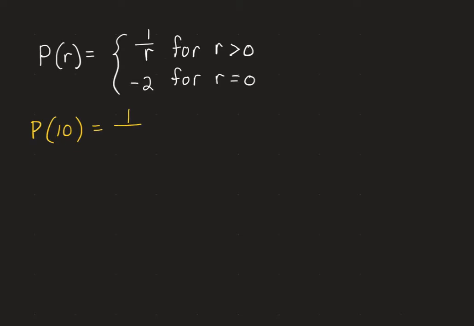So we will have 1 over whatever r is. In this case, r is 10. So that equals 1/10. Okay, let's look at the function p of 0. Where does that fall in our definition of this function? Well, if r equals 0, p of r equals -2.